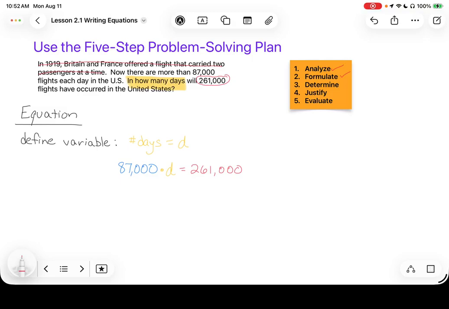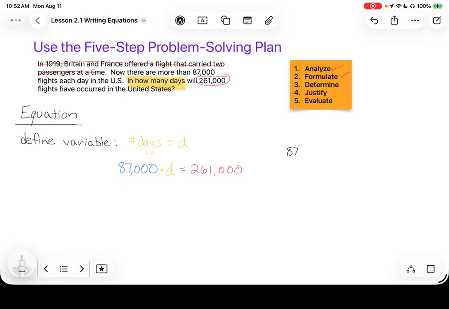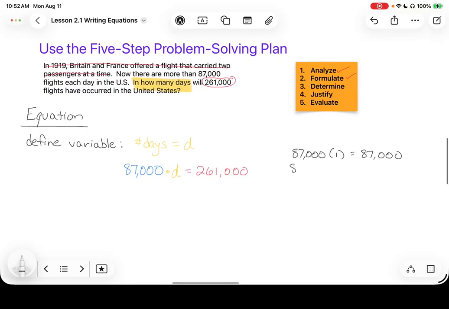Step three, determine, means what's the answer? How many days is it going to take? So let's just come over here to the side and do some math. So 87,000 times 1, I'm going to go out on a limb here and say that's probably 87,000. So not that. What about 87,000 times 2? 87,000 times 2 is 174,000. That's not it. What about 87,000 times 3? And hey, what do you know? 87,000 times 3 is 261,000.